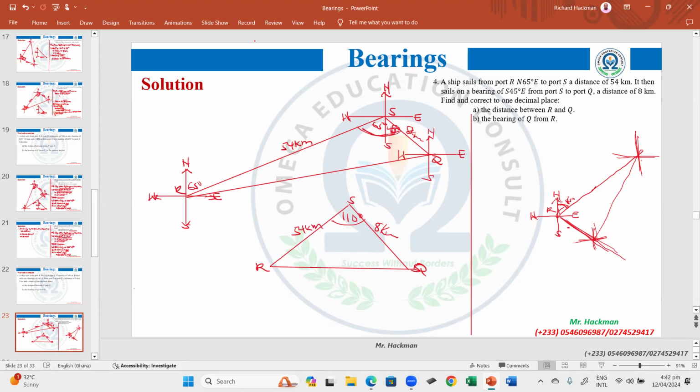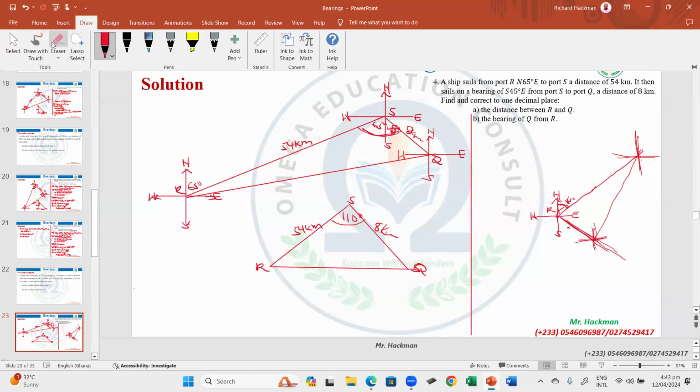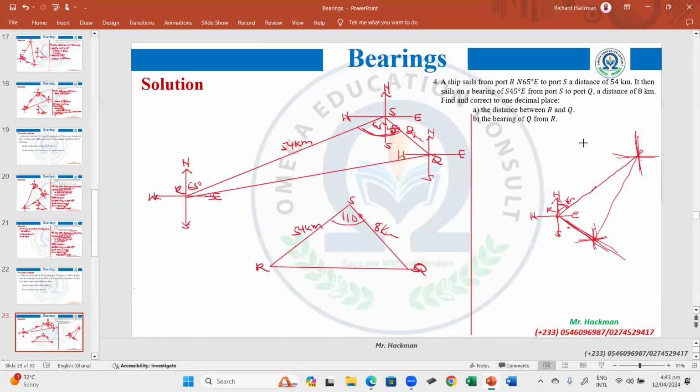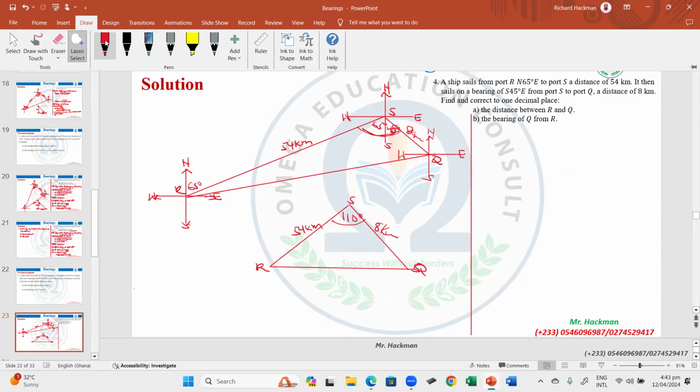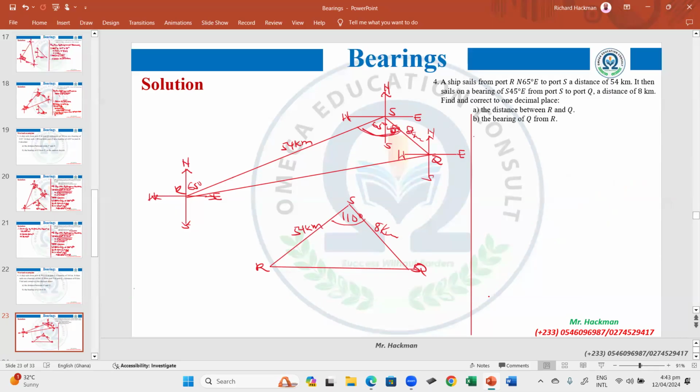So the busy diagram that you have here, you can see that this is better. If you want to use this one to do your analysis, find any unknown sides, any unknown angles, you can do so easily. So let me clear what I have here. Okay, so now we are good to go. So what do we have? We are going to look at the solution to A. We are looking at the distance between R and Q.